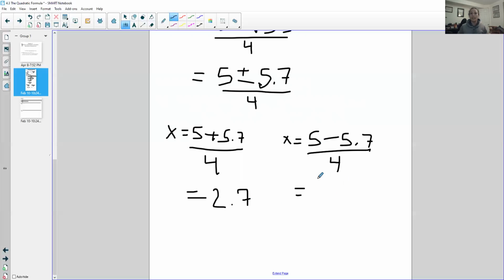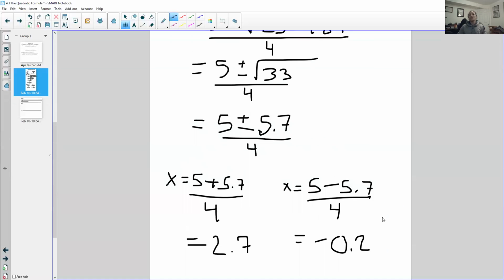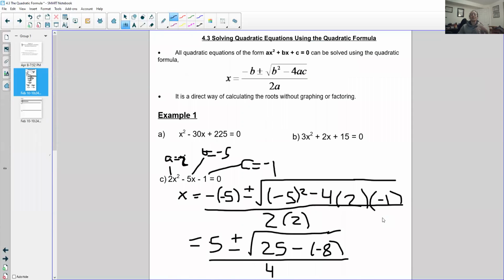On the other side, now I'm going to look at this root: 5 minus our 5.7 divided by 4. We should get, if you're rounding, negative 0.2. It ends up being like negative 0.186, but I'm just going to round. So these are our two roots. That means our parabola would cross at positive 2.7 and at negative 0.2. So those are your x-intercepts or your roots using the quadratic formula instead of by factoring.